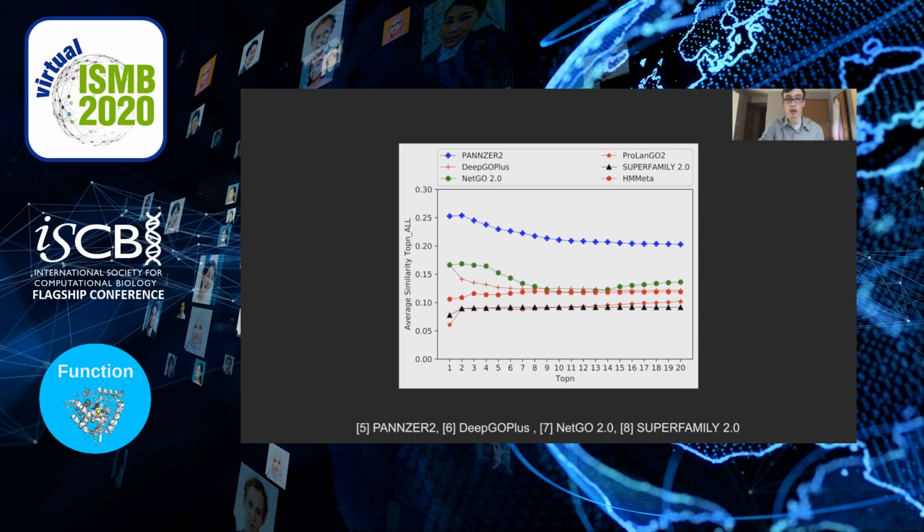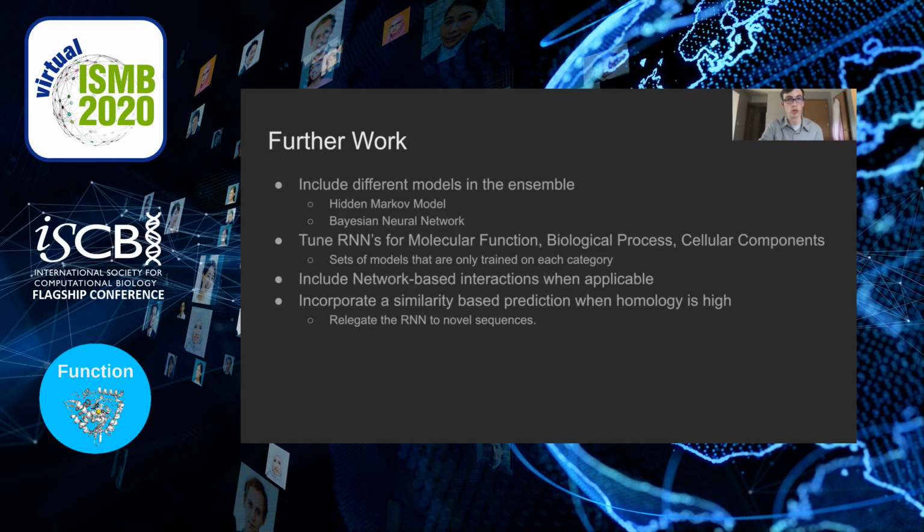For the average similarity, we see a bit of a struggle with Prolango II. It does not perform quite as well as other sequence-based methods and barely outperforms the information-based method we have included, but we believe we can address this with a bit of future research.